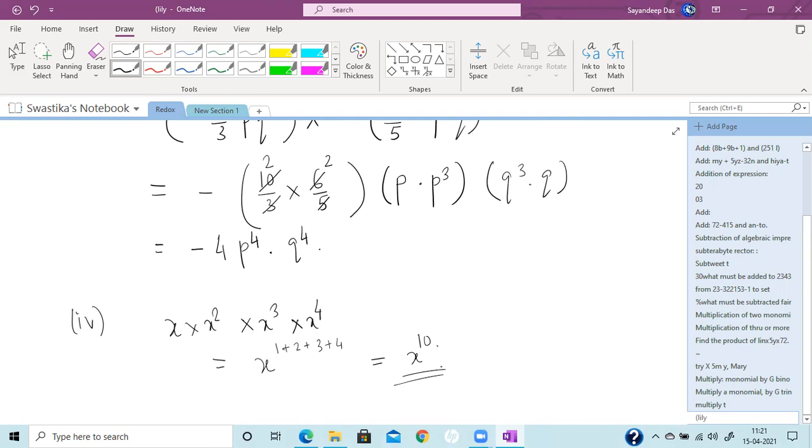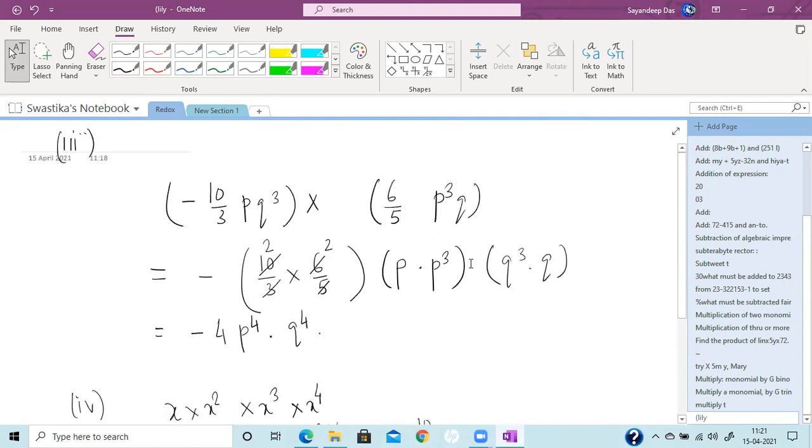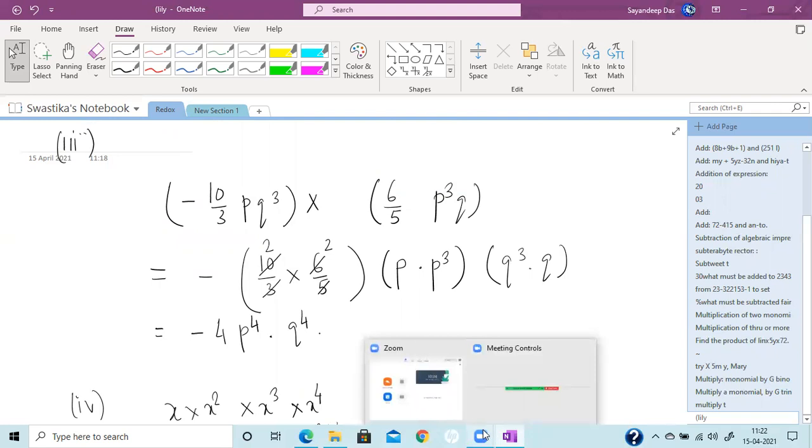So this is how we multiply monomials by binomials, monomials by trinomials, and I hope you have now got the concept clear, how to get this algebraic multiplication done, and you are now able to solve all the problems given to you.